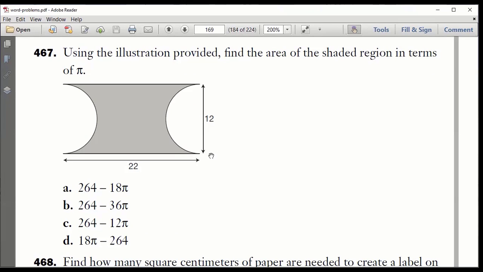Then what do you do finally? You subtract the area of the circle from the area of the rectangle. Correct? The whole area of the rectangle minus the circle. What do you get? The area of the shaded region. Correct? Yes. Good. That's it. Understood, everybody?